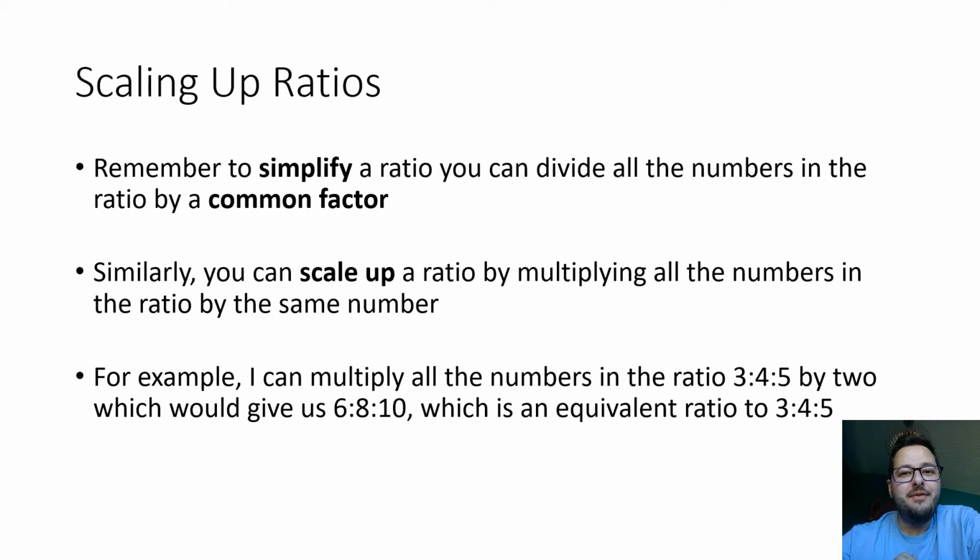Alright then, so in a previous video we looked at simplifying ratios. If you remember, we simplified by looking at common factors and dividing everything in the ratio by that same factor. Similarly, you can scale up a ratio by multiplying all the numbers in the ratio by the same number. It can be any number, as long as it's the same one, and that ratio will be equivalent. For example, I can multiply all the numbers in the ratio 3, 4, 5 by 2, which gives us 6, 8, 10. And that is an equivalent ratio to 3, 4, 5.